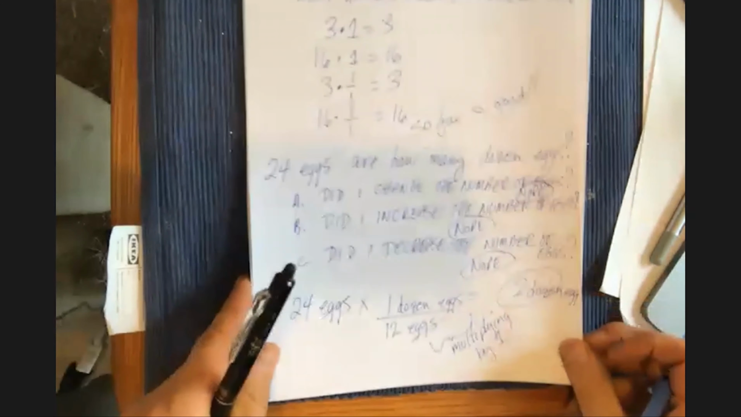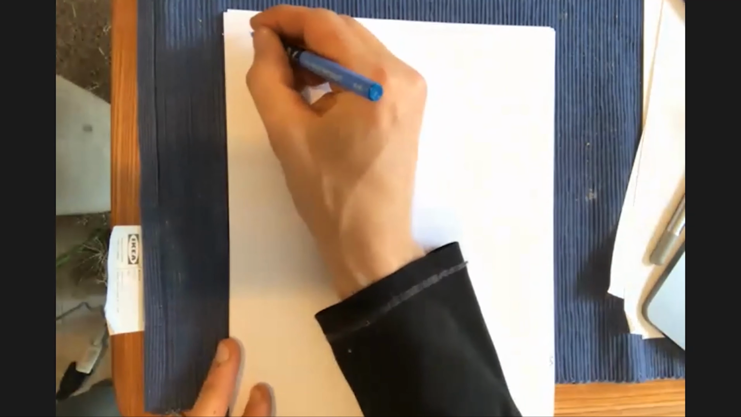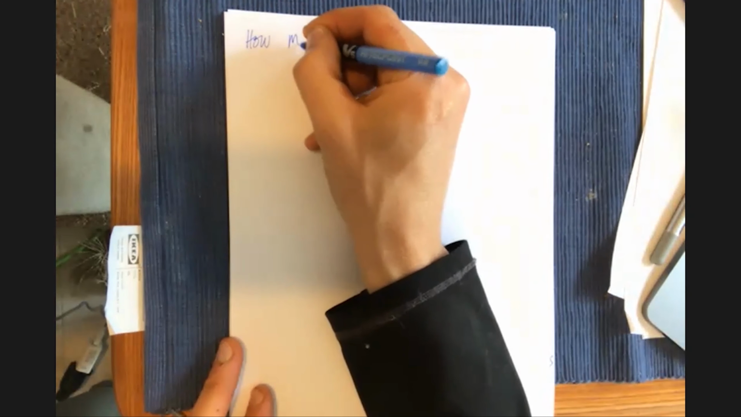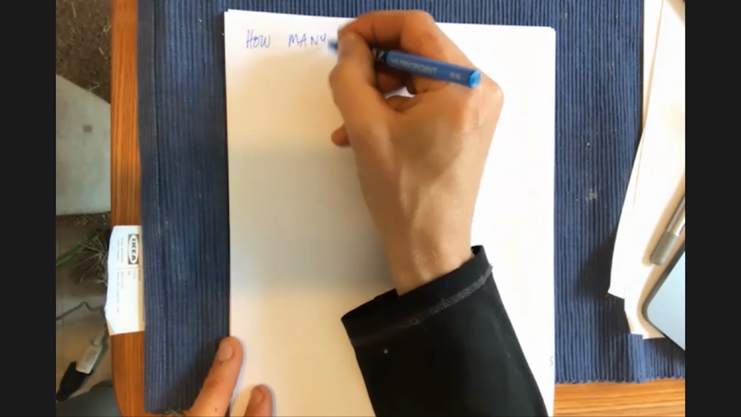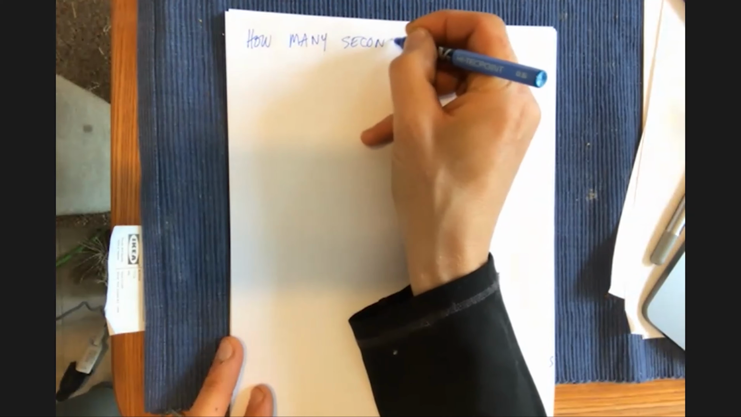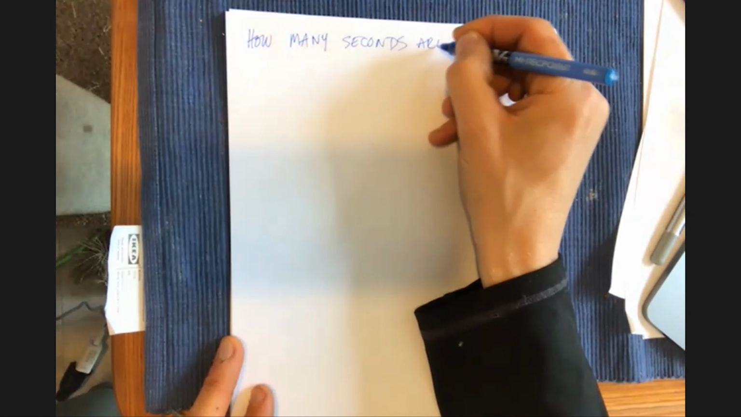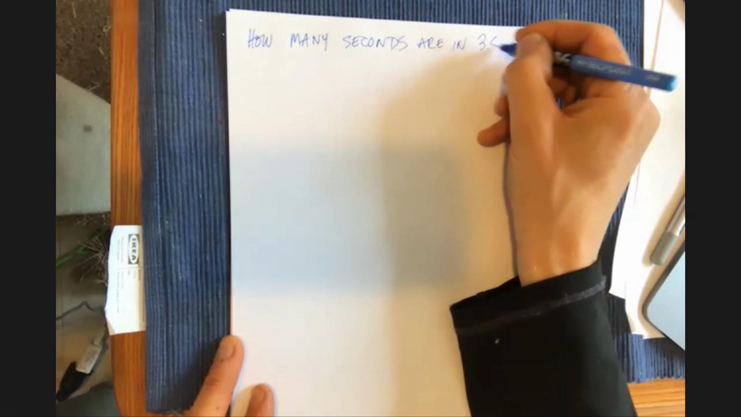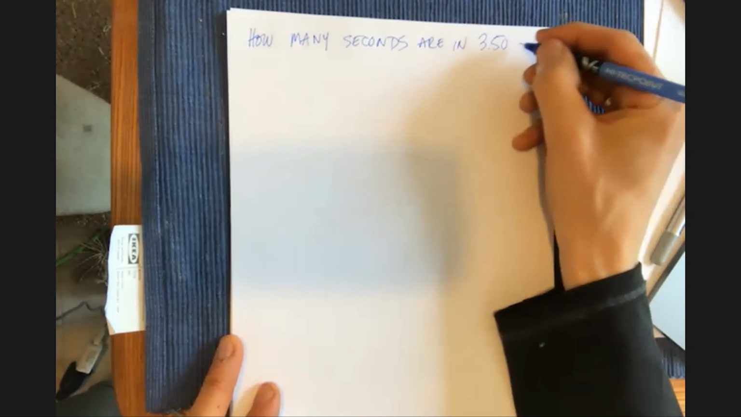Okay, ready to take it up a notch? All right. So the question is, how many seconds are in 3.50 days? Is that on screen? Yep. And we'll add an extra 0 on there. 3.50 days.